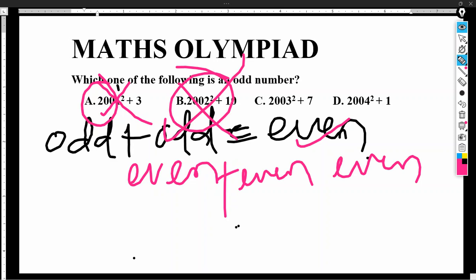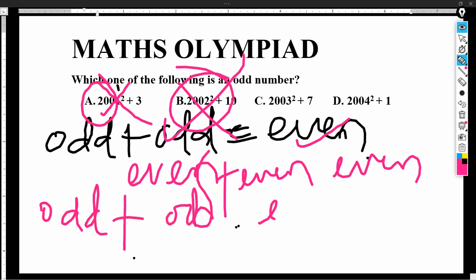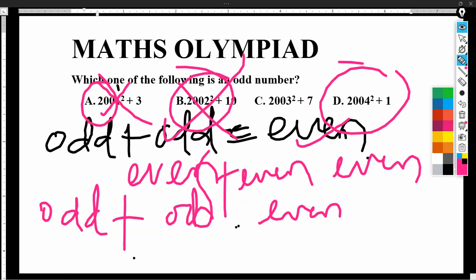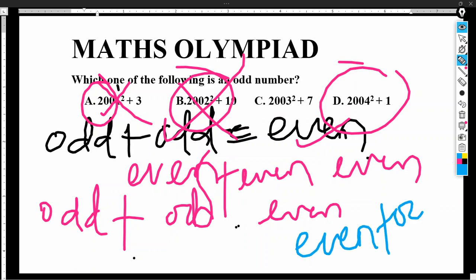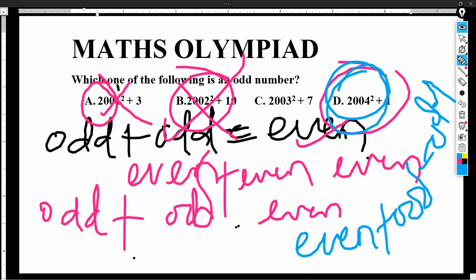Now if we square 2003, that's going to be odd. And again, odd plus odd is also even. Alright. So definitely this is going to be the answer. Why? Because if we square even, we're going to get even, and even plus odd is odd. So the answer is 2004 squared plus 1.